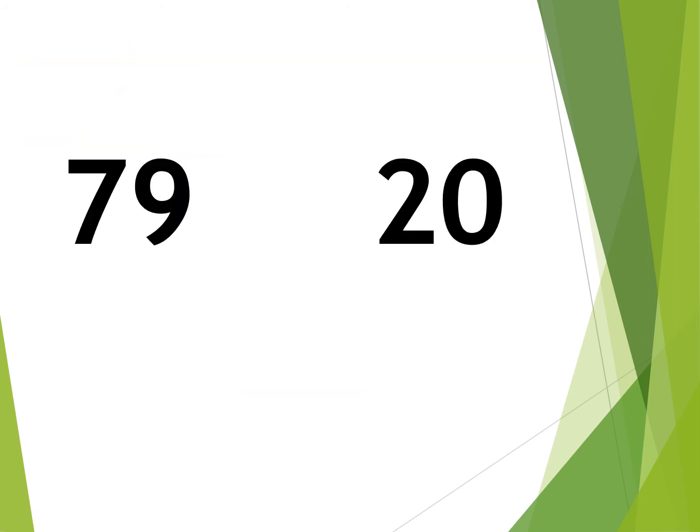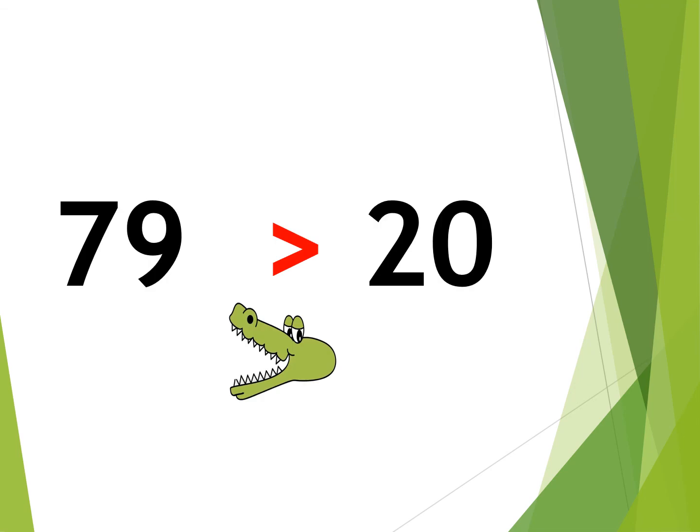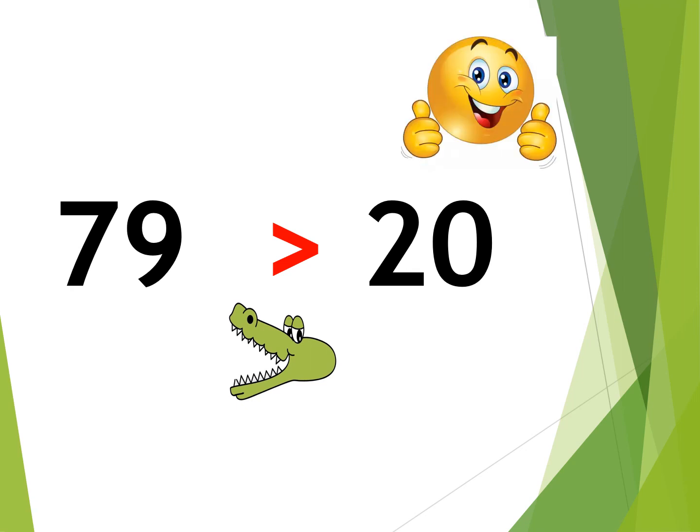Now, you can see 79 and 20. Among these numbers, which one will the alligator eat now? Alligator wants to eat the bigger number. So which one is the bigger number? 7 tens or 2 tens? It is 7 tens. So 79 is the bigger number. You can see the mouth of the alligator is open wide towards 79. And the same mouth symbol, we write it as the greater than symbol. And it is read as 79 is greater than 20.